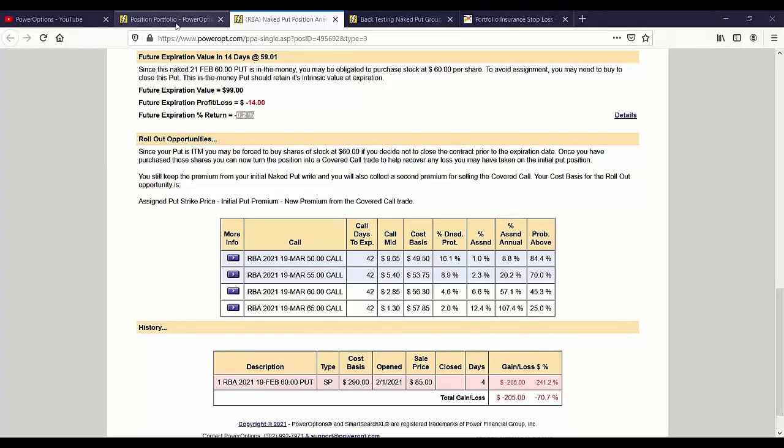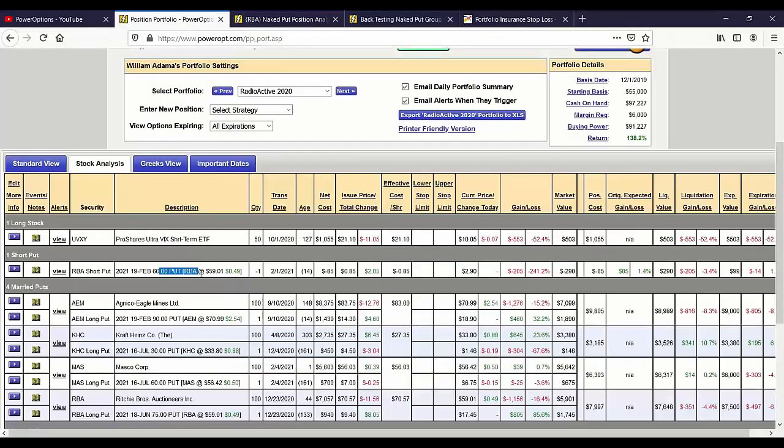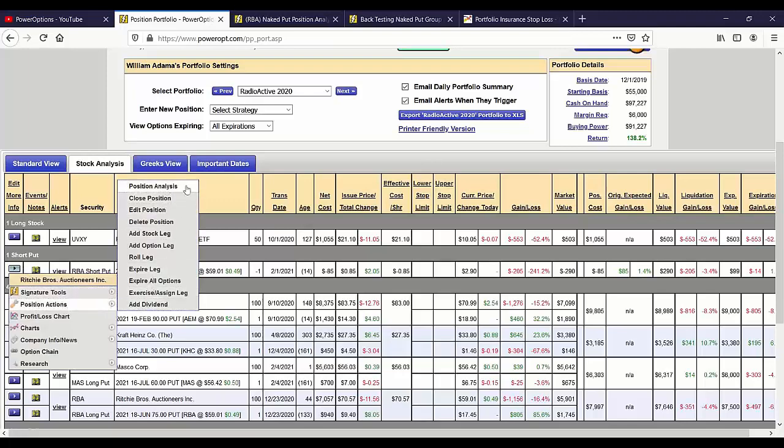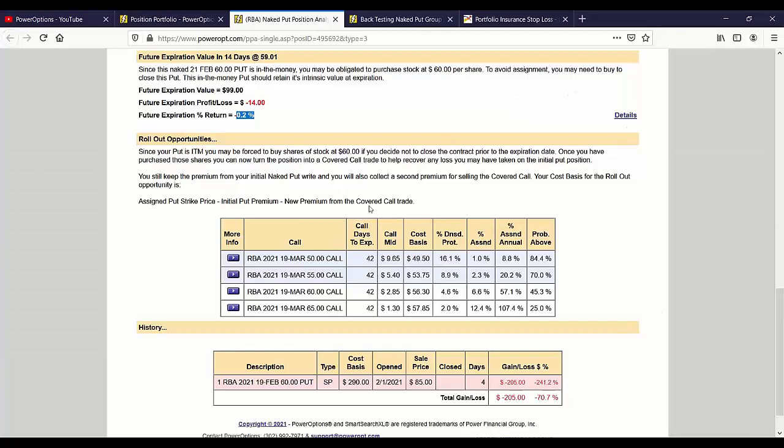So what did we do? We entered a position into the portfolio, whether you're doing a covered call, married put, collar spread, buy call, buy put, other strategies, credit spreads. You can link to that position actions and then position analysis to see potential rollout opportunities. We didn't see the rollout opportunity that we wanted. Okay, we didn't see ones that were being rolled for a credit. There's got to be something in March, I believe, but we're going to take a look.